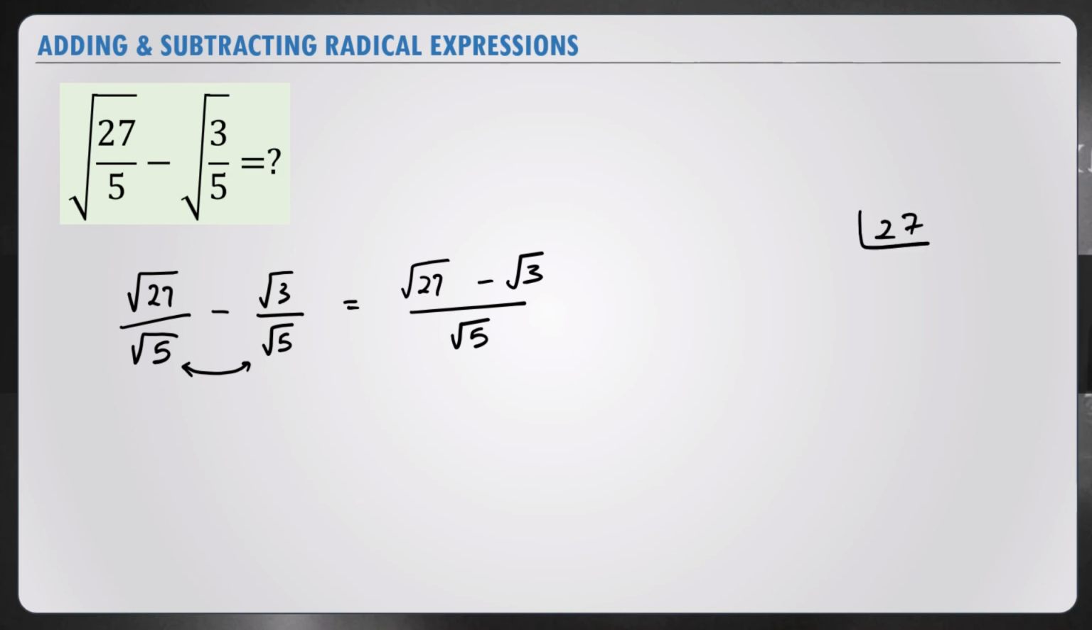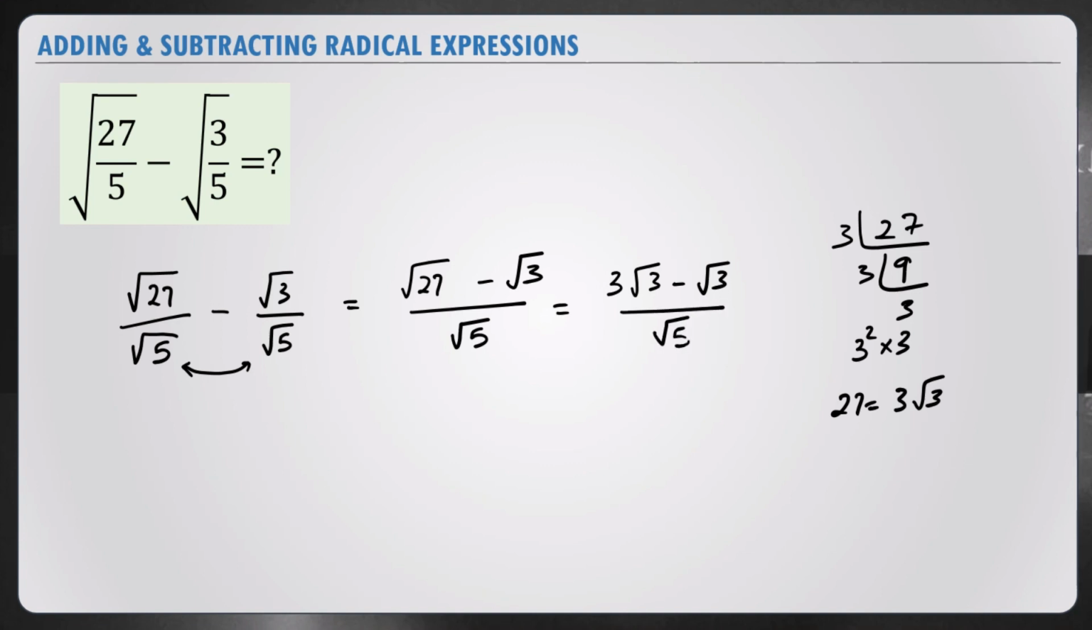27 works out to 3 squared times 3. So the square root of 27 is equal to 3 root 3. So let's write that here: 3 root 3 minus root 3 over root 5. So we can see these two roots are similar. We can now subtract: 3 minus 1 is 2, which is 2 root 3 over root 5.